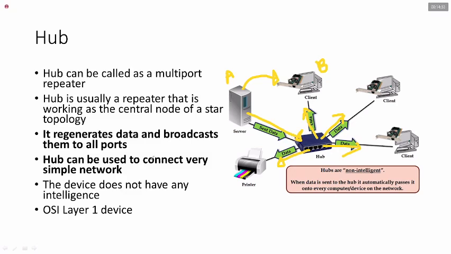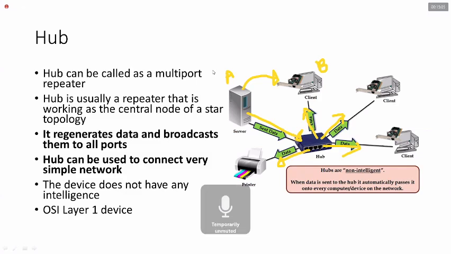A hub can only be used to connect a very simple network. For example, if you have about 4 or 5 devices, you can use a hub to connect them. But why can't you use a hub to connect about 100 computers together? What will be the issue? Somebody sends data, it sends a copy to everybody. Another one sends data, it sends a copy to everybody. What will be the issue if you use a hub to connect a large number of devices?